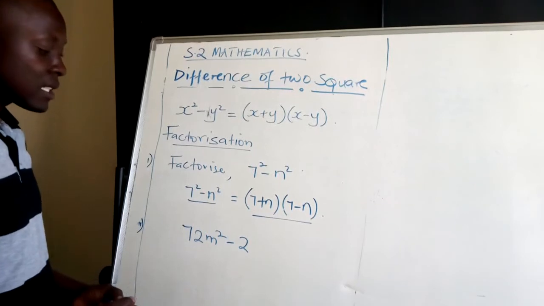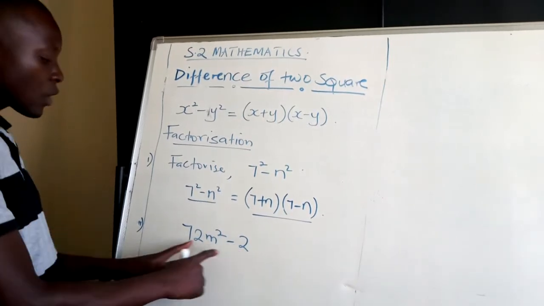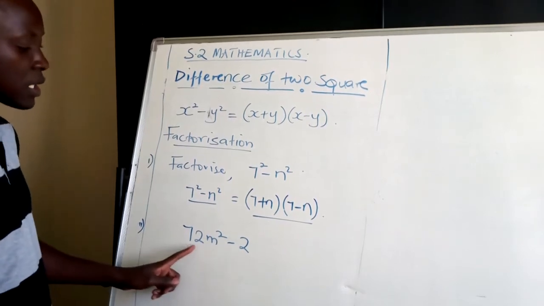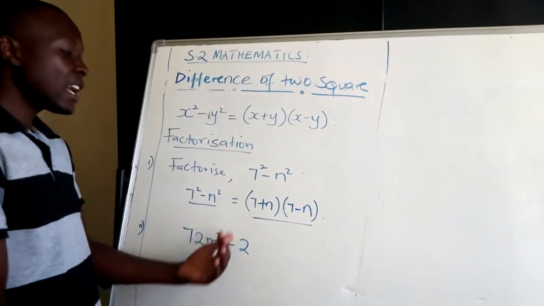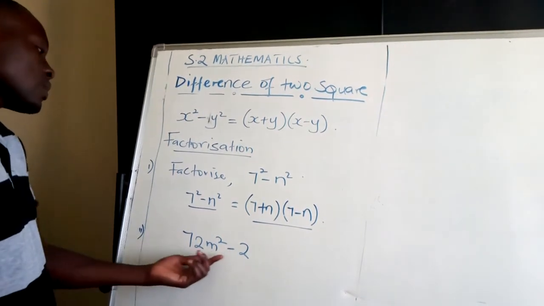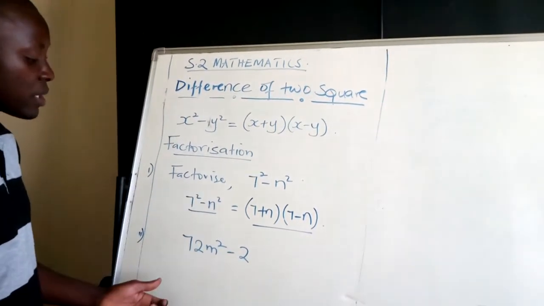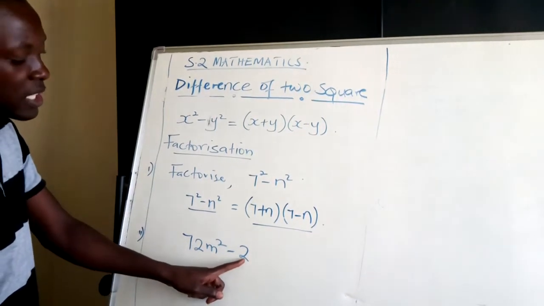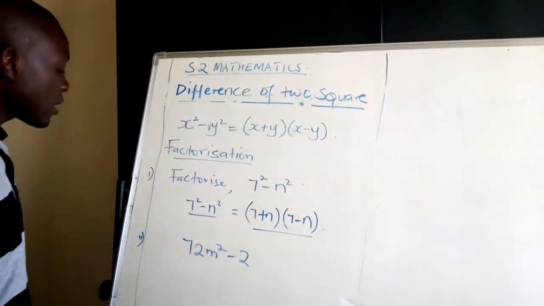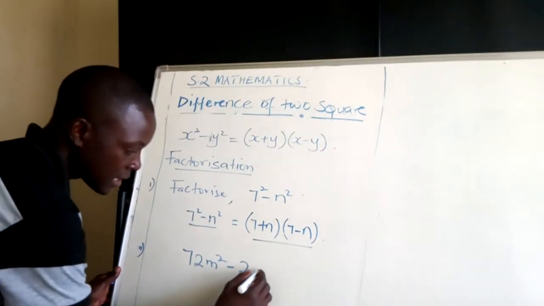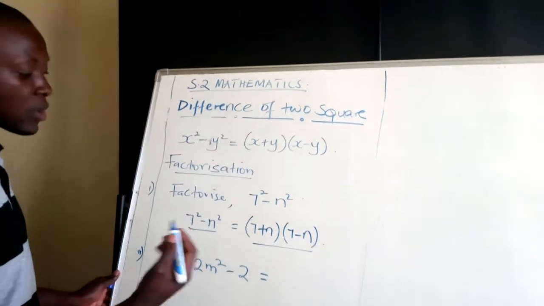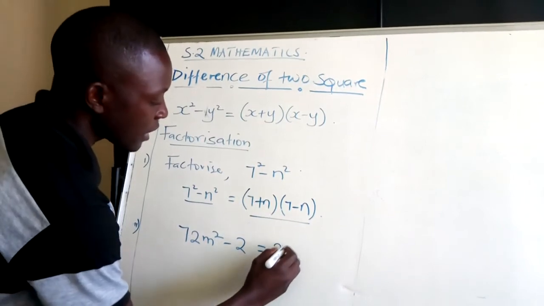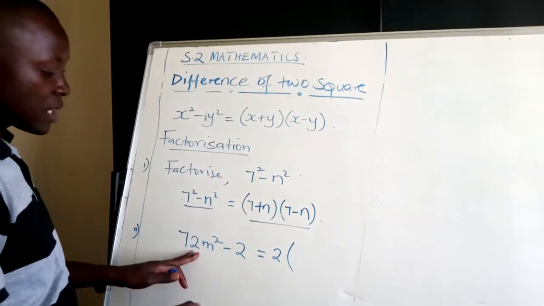But what it takes is to always first look at the constants in front of each term. Here we have 72 and here we have 2. Is there anything common between 72 and 2? I hope it is there, and 72 can be divided by 2, meaning 2 is a common factor. So whenever you realize that there is a common factor, start by pulling out that common factor. We shall pull out the common factor, which is 2, and then look for what is left inside.